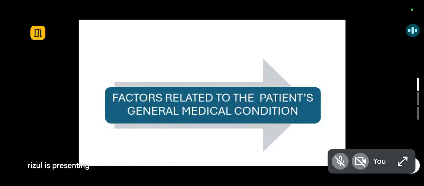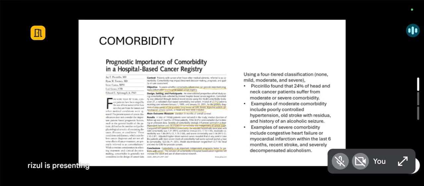Then there are the factors related to the patient's general medical condition. First is the comorbidities. Piccirillo has provided a 4-tiered classification for these comorbidities: none, mild, moderate, and severe. For example, moderate comorbidity means poorly controlled hypertension, old stroke, or history of alcoholic seizure, whereas severe comorbidity includes congestive heart failure or myocardial infarction within the last 6 months, recent stroke, and severely decompensated alcoholism.